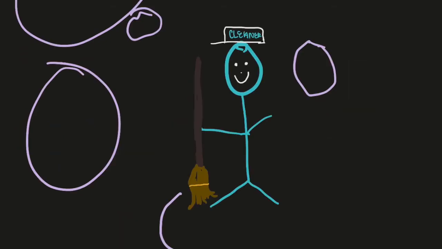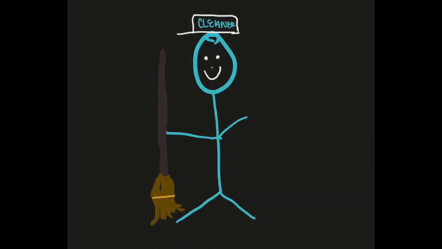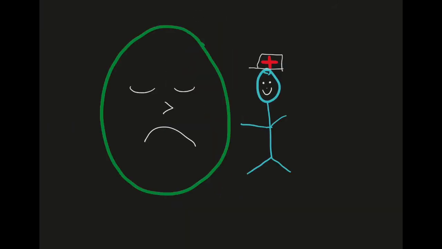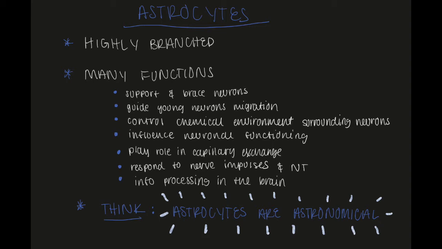So what these cells are going to do is clear up that debris and help maintain the cell environment. They also migrate towards those injured cells to help them undergo apoptosis to make room for our healthy cells to work. Next, we have our astrocytes.